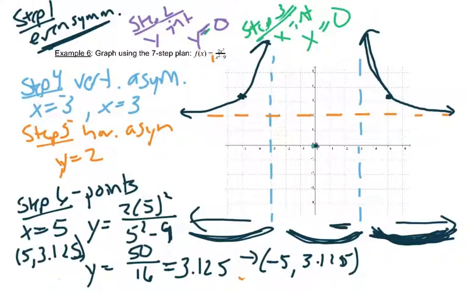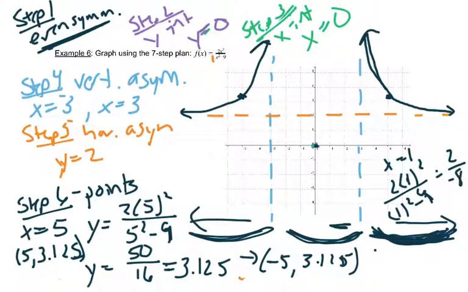Let's find a piece on this side of that dot. Let's say x equals 1. So let's put that into that original equation again. 2 times 1 squared over 1 squared minus 9. On the top, that gives me 2. On the bottom, that gives me -8. So if I simplify that, I would have -1/4. So that point is -1/4. So we go 1, -1/4 would be like right there.